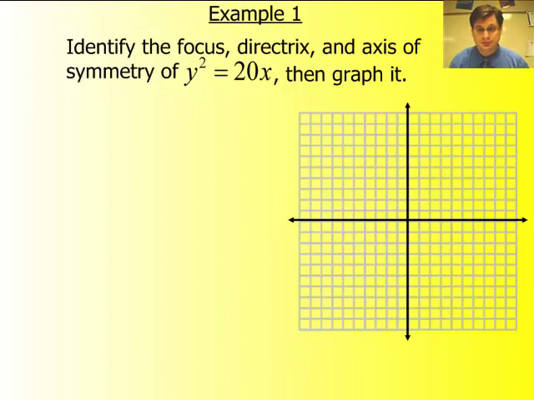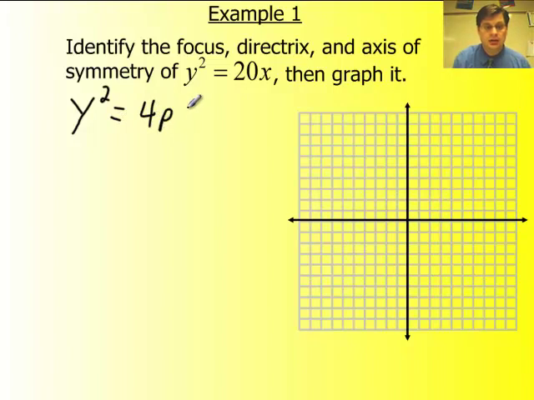Let's do an example. We're going to identify the focus, directrix, and axis of symmetry of y squared equals 20x. Then graph it. The first thing you want to do is determine if it's a vertical or horizontal parabola. Since this is y squared equals, it's going to be horizontal. So we know that the equation for that is y squared equals 4px.